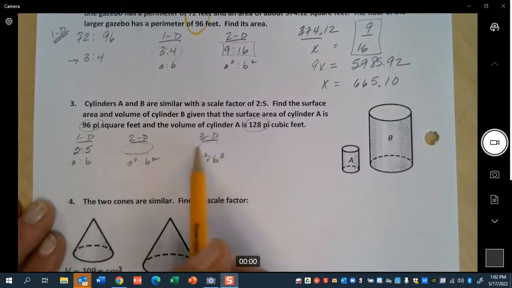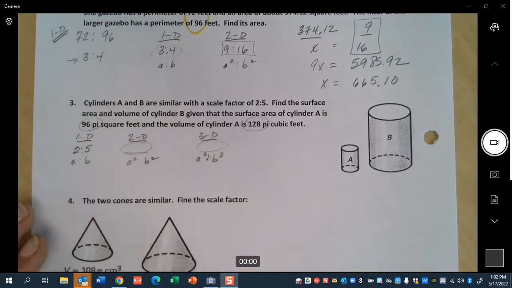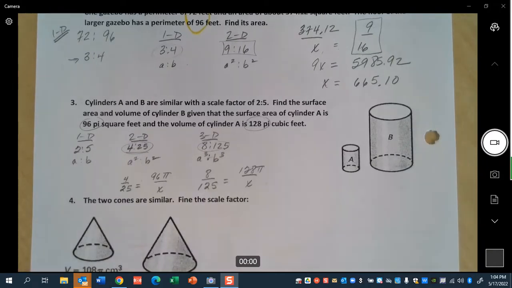Because this is what you're going to use to set up your proportions. And your mark is set, talk, think, go. So when I look at my 1D, 2D, and 3D stories, if I have a 2 to 5 story linear, I have a 4 to 25 story for area, and an 8 to 125 story for volume.